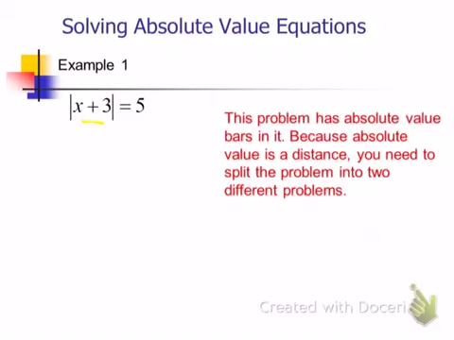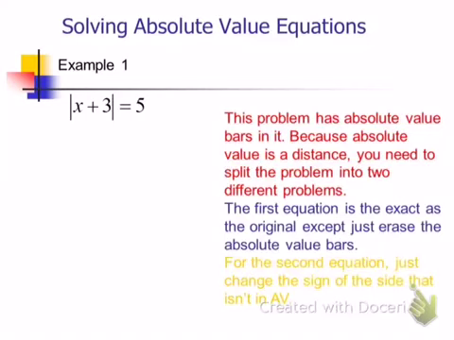So this quantity in here has a distance from 0 that is 5. That means x plus 3 could either be 5, or x plus 3 could be negative 5. If x plus 3 is either of those values, then our equation here is going to hold true. All right? So that's what we're always going to do. You're going to keep it the same for one of them, and then you're going to split it into two different equations. x plus 3 can either be 5, or x plus 3 can be negative 5.